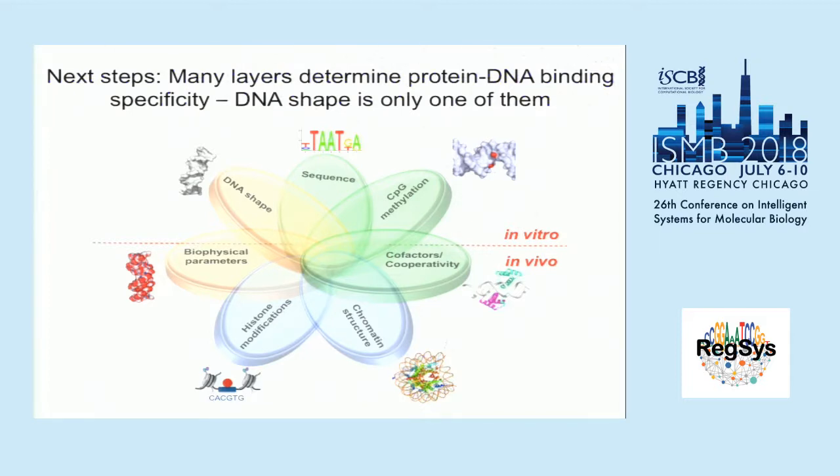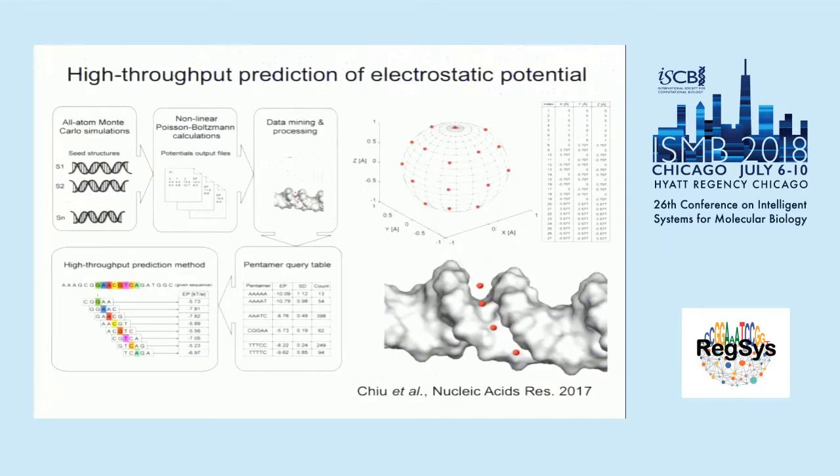So here we try to draw a plot where we add all the different features that my lab is currently working on. So I talked about DNA shape and sequence, and I will say a few more words about some of them: DNA methylation, biophysical parameters, and histone modifications. They are obviously all important, and especially when we go to the more complex in vivo situation. In one recent publication, I have to go very quick.